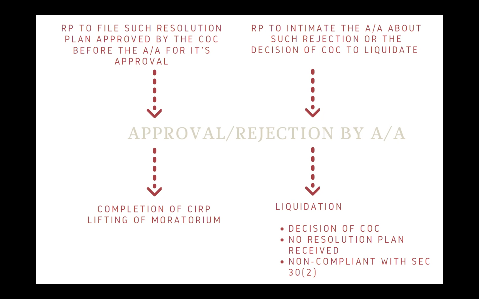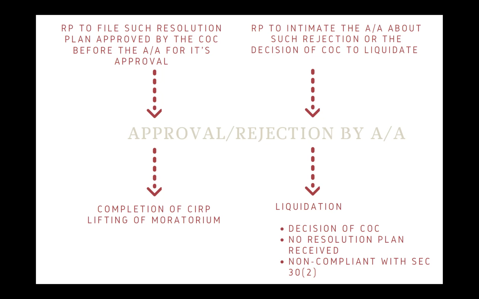However, the code was amended to say that the maximum time period for CIRP shall not exceed 330 days. Even though the maximum time period is 330 days, in the recent judgment of SR Steel, it was held that the time period of 330 days is directory but not mandatory. Okay, so without deviating much from this, the moment the approval has been made by the COC, the resolution professional shall file the same before the adjudicating authority for its approval or rejection.